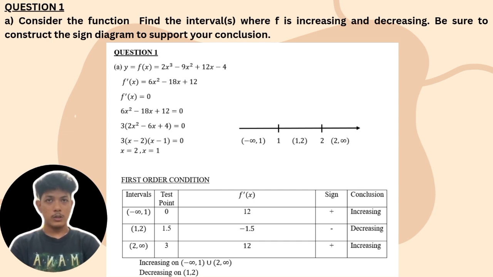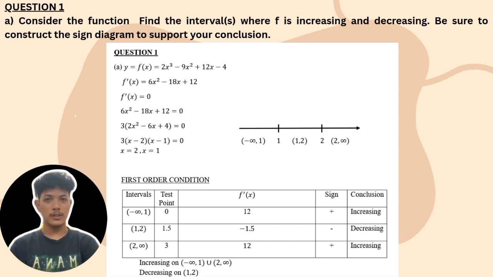Now, let's look at the sign diagram, which is essential to support our conclusion. For the interval negative infinity to 1, if we test a value like x equals 0, f'(x) is positive. This means the function is increasing. For the interval 1 to 2, if we test x equals 1.5, we get a negative value. This indicates the function is decreasing. For the interval 2 to infinity, if we test x equals 3, the value is positive again. So the function returns to increasing.